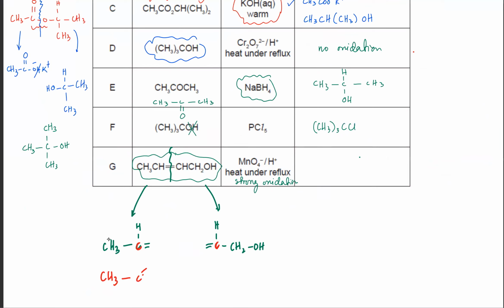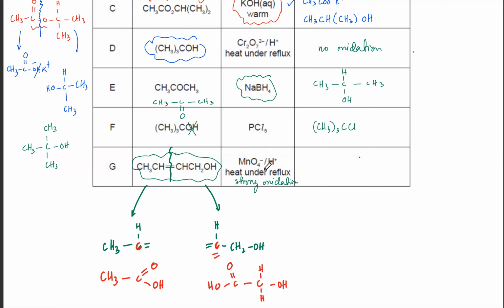This particular C will turn into a carboxylic acid after oxidation. The same happens to this one. You've got a carbon atom with one H and one carbon chain. You've got a carbon chain on one side. So that will turn into a carboxylic acid. This one over here will turn into a carboxylic acid as well. So it will become a double bond O and OH, followed by CH2 and OH. So that is strong oxidation, heat under reflux.